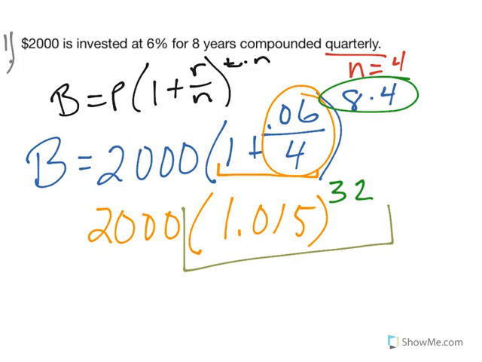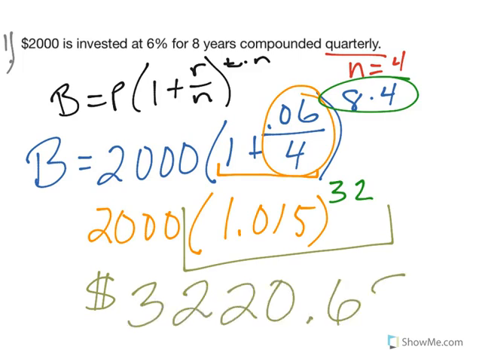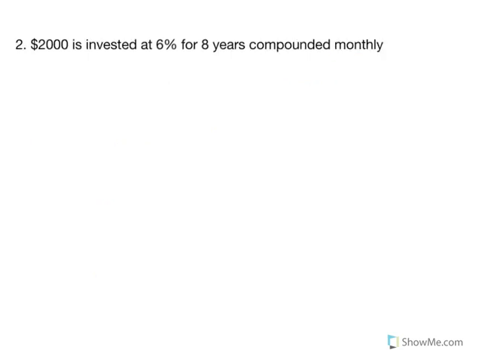So take 1.015 raised to the 32nd power, multiplied by 2,000, and our ending balance is $3,220.65. So after 8 years, compounded quarterly, we have an extra $1,200. Okay, let's see what you can do with numbers 2 and 3. So just do 2 and 3 and then stop.